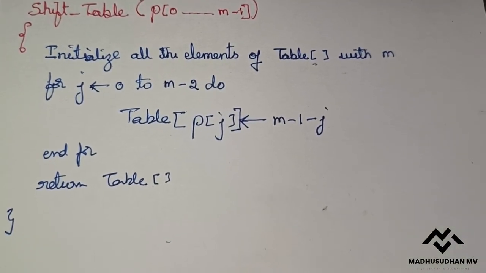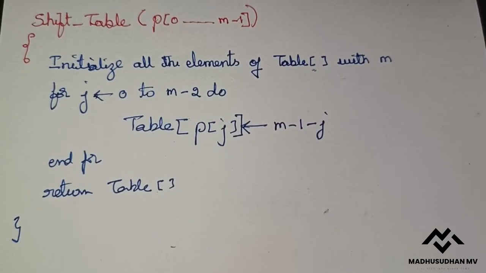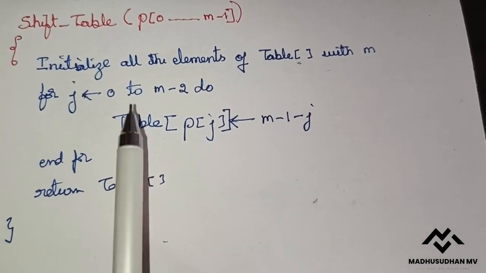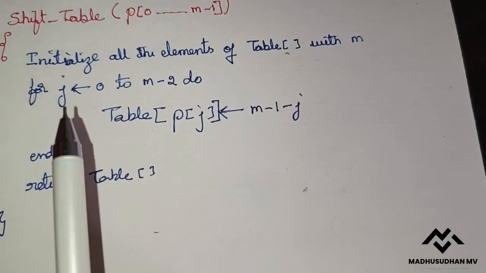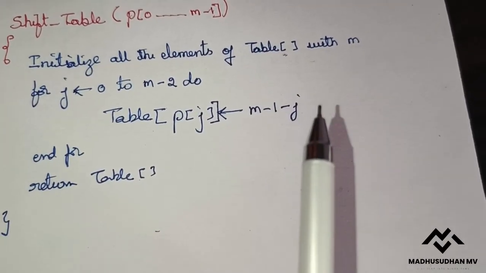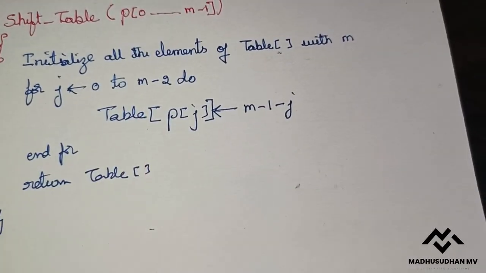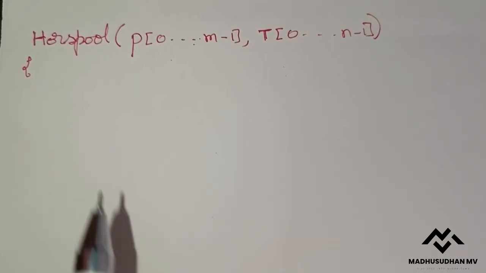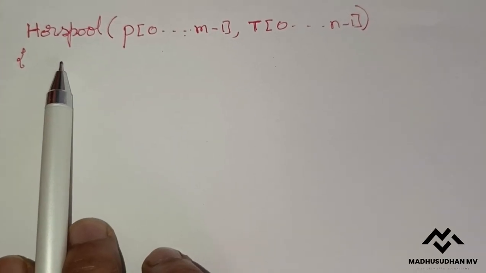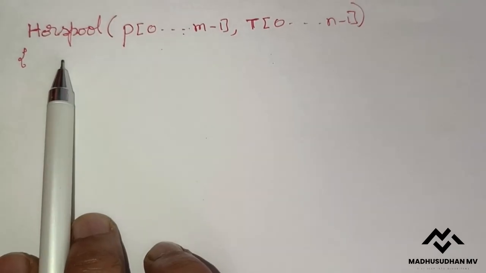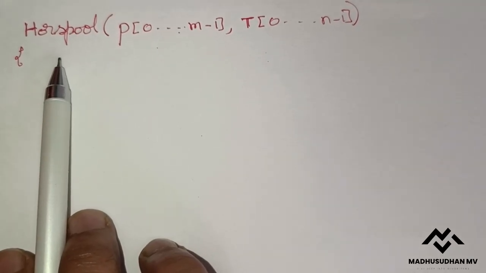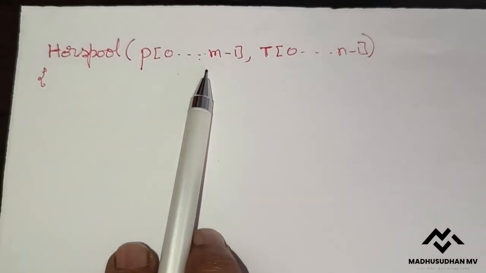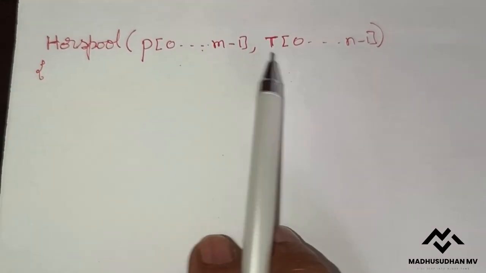Hope you people understood. Now we will discuss, the Horspool algorithm uses this shift table to shift the pattern towards its right by the shift value of the mismatched character of the text. That we will see. So the name of the algorithm I have given as Horspool. You can use any other name. This is just naming. This is the function name I have given. And the pattern we need to find in the given text. These are the two parameters to be passed.